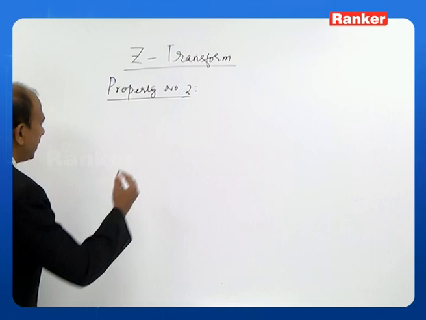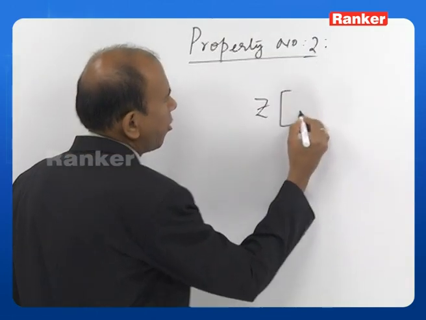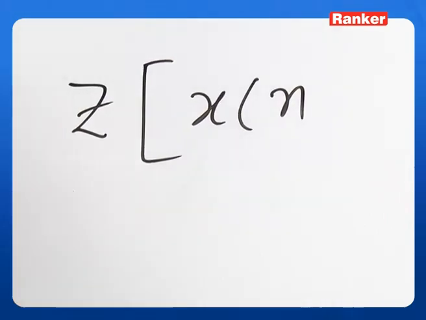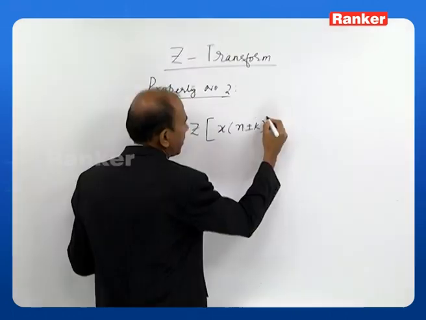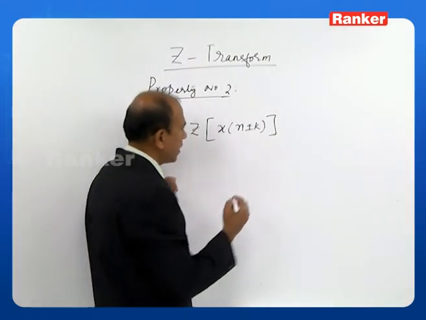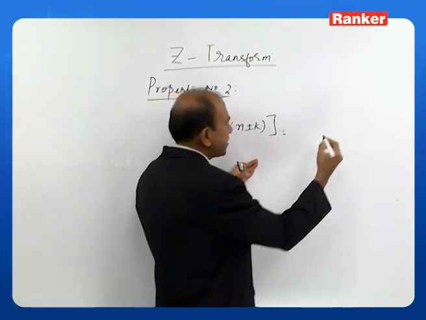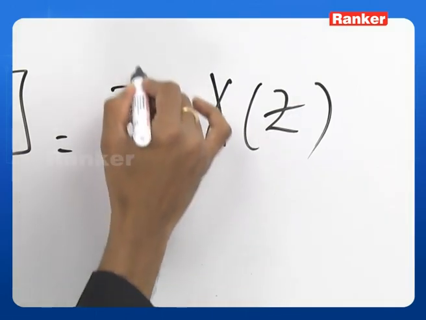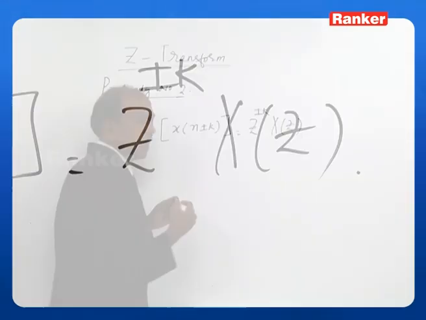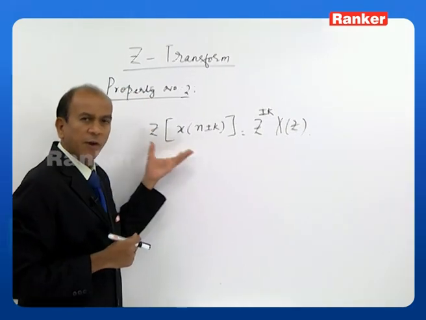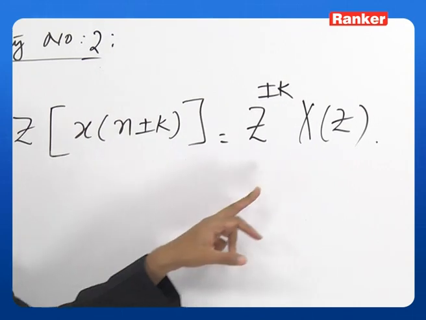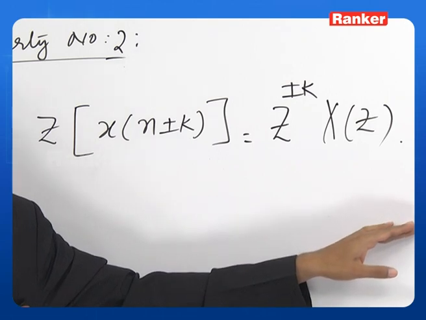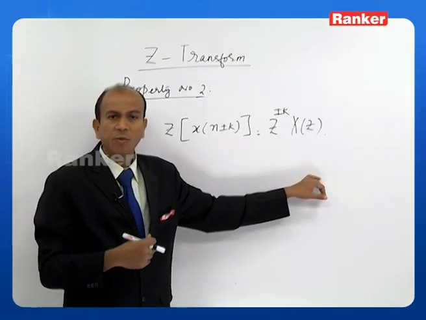Let us see this. Here, z transform of x of n earlier, now this sequence is shifted by plus or minus k in time. Then this will have a z transform x of z obviously, and then this will be scaled by a factor z to the power of plus or minus k. So, x of n plus or minus k in the time domain will have an equivalent z transform which is z to the power of plus or minus k times x of z. This is called the time shifting or translation property.